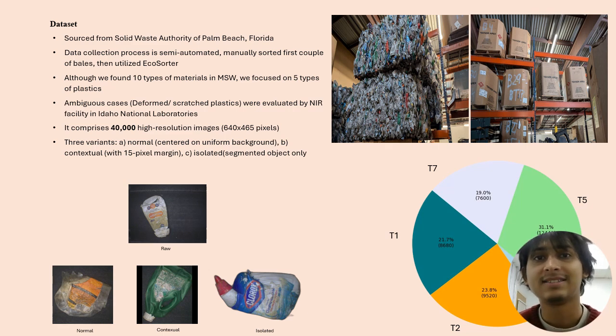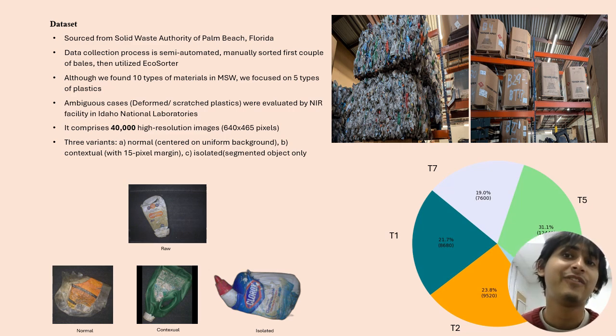Our dataset stands as the most comprehensive collection of plastic found in municipal solid waste to date. The materials were sourced from the Solid Waste Authority in Florida. While our initial collection included 10 material categories, including all plastic types, aluminum cans, paper, and mixed plastics, this project focuses specifically on 5 types of plastics.